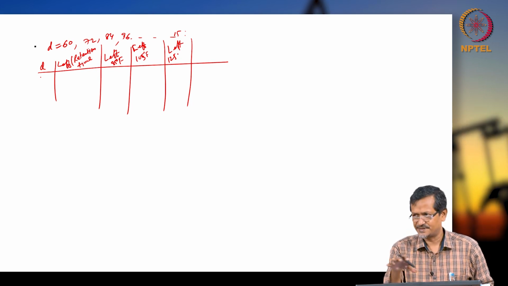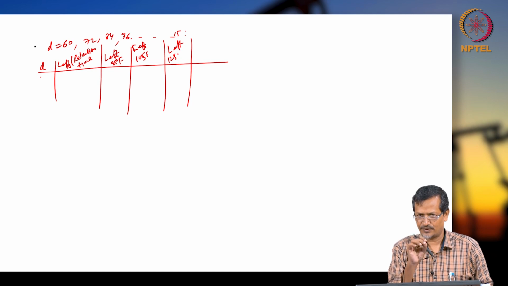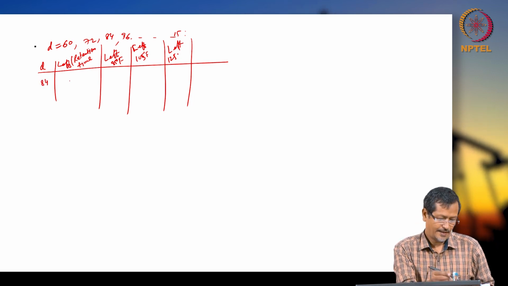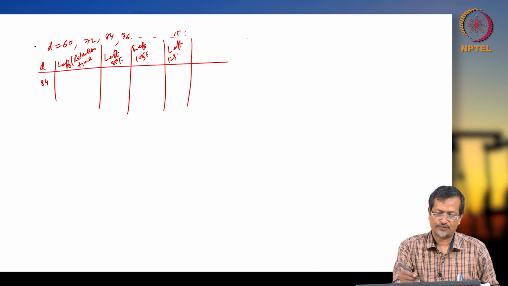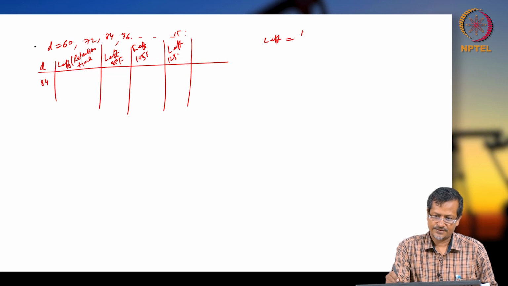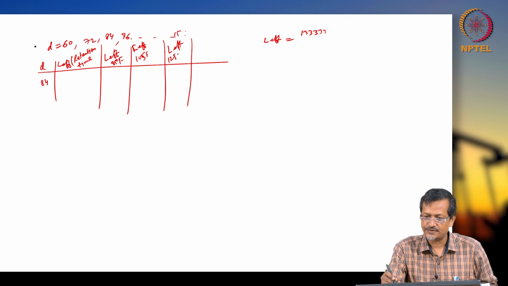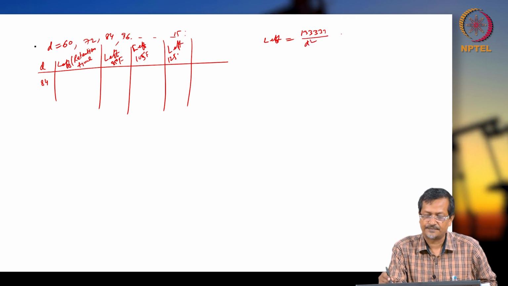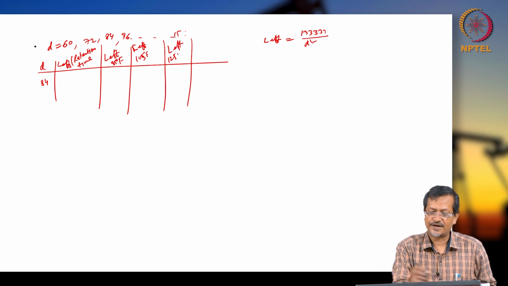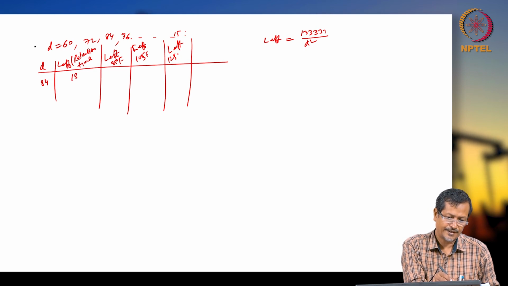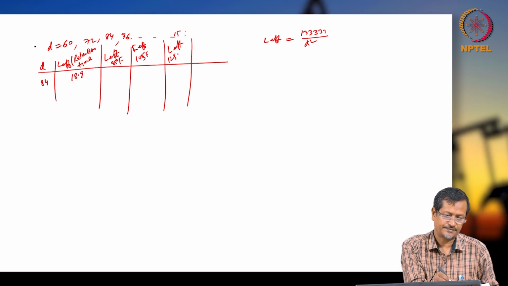Now many values of d they have taken. For our simplicity, we are taking only one value now. Let's assume 84. So for 84, the corresponding Leff value from that formula we will get: Leff equals 13333 divided by d square. So d square value 84. If you put 84, the Leff value will be coming 18.9, or 19 you can say.